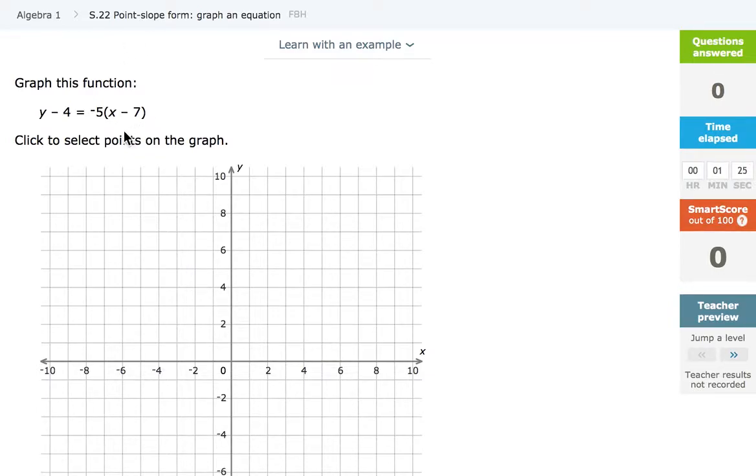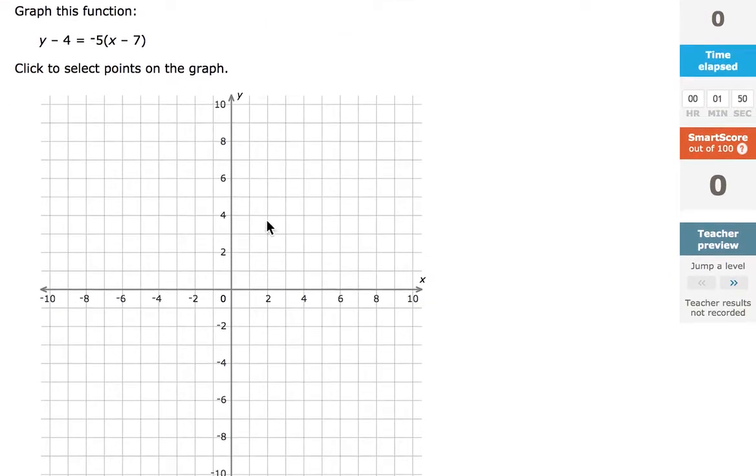In this case, we look for the x and for the y. Wherever you see the x, you look for the value that follows. In this case, we read a -7, so we will think of this as a +7. And then where we see the y, we see a -4, so we will think of this as a +4. So we will start by graphing the point +7, +4.